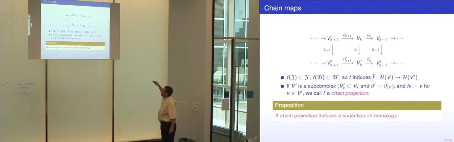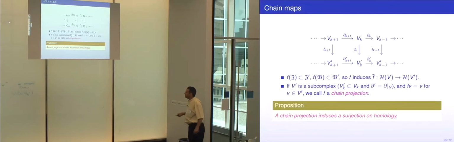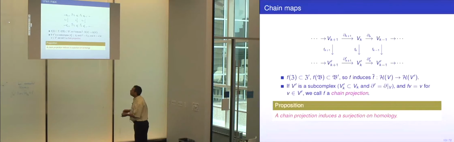A map between these would be a map that takes each VK to VK prime, call it FK, and which commutes in this diagram. So D prime of F is the same as F of D. That's called a chain map. And why are chain maps important? Well, because chain maps take cycles to cycles.